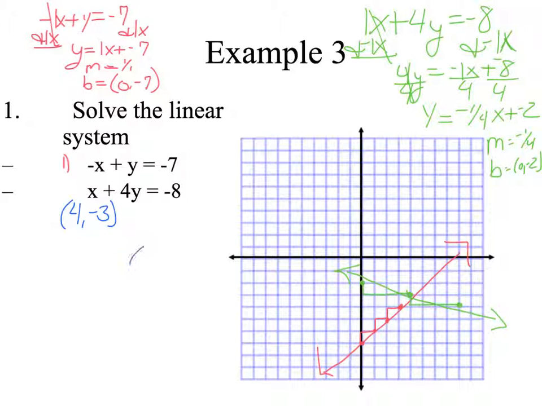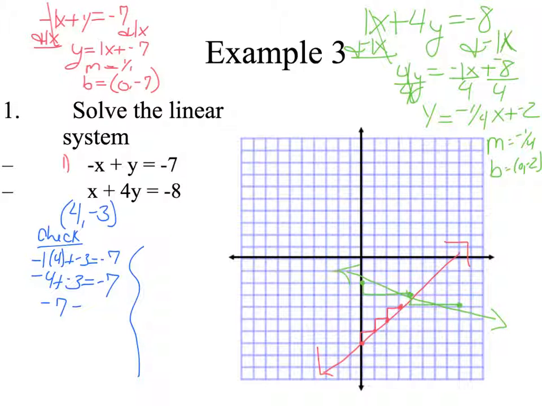Now I need to check it. So negative 1 times 4 plus negative 3 needs to give me negative 7. Negative 4 plus negative 3 gives me negative 7. Negative 7 gives me negative 7. And my answer checks. You get the idea.